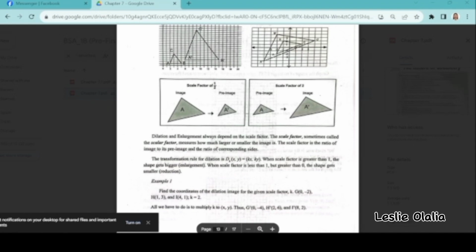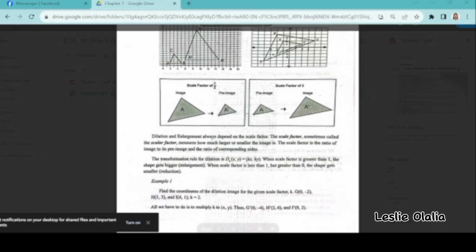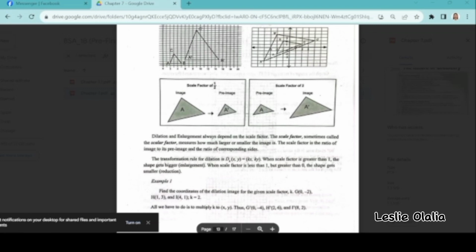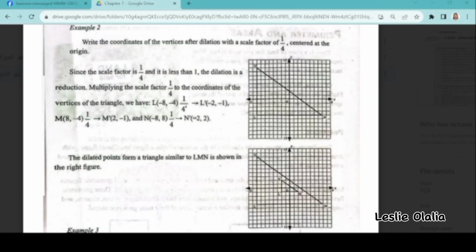Ngayon, multiply mo yung 2 kay point G, so we have 2 times 0 is 0. 2 times negative 2 is negative 4. 2 times 1 is 2. 2 times 3 is 6. 2 times 4 is 8. 2 times 1 is 2. Ngayon, pagtapos mo na siya i-multiply, ito yung kinalabasan niya.